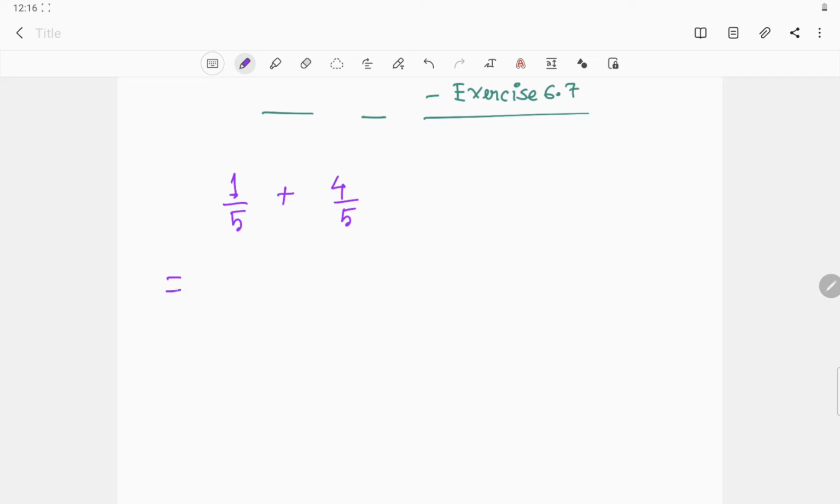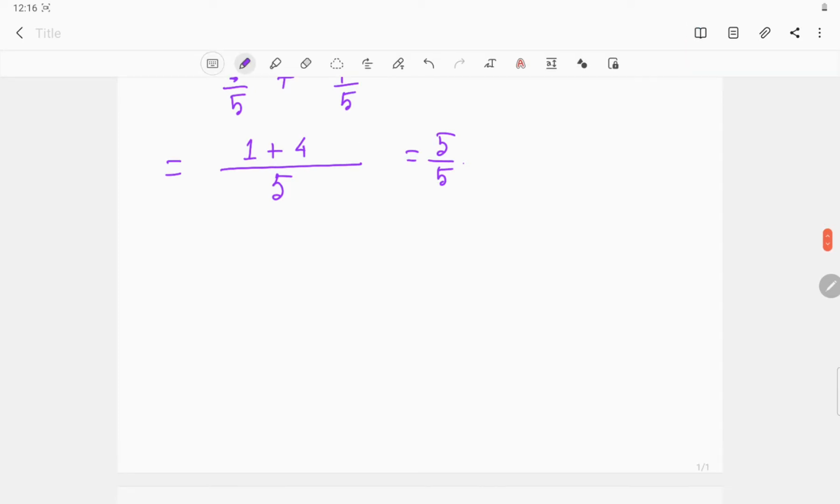Okay, so the method is, draw a line. If you check, both the denominators are the same, so the denominator will be 5 here, and simply add the numerators. The numerator is 1, add it with 4, so you will get 5 by 5. This is the way to solve addition of like fractions.